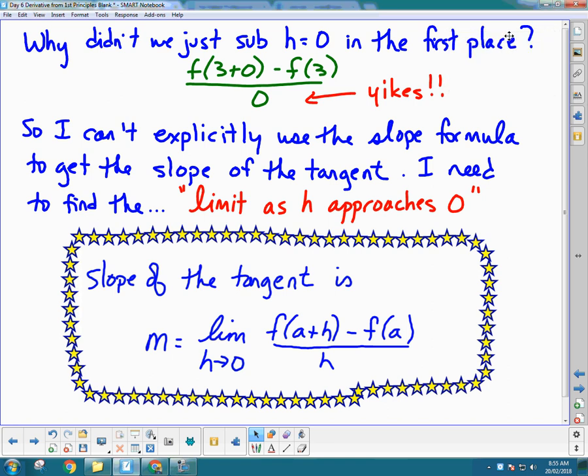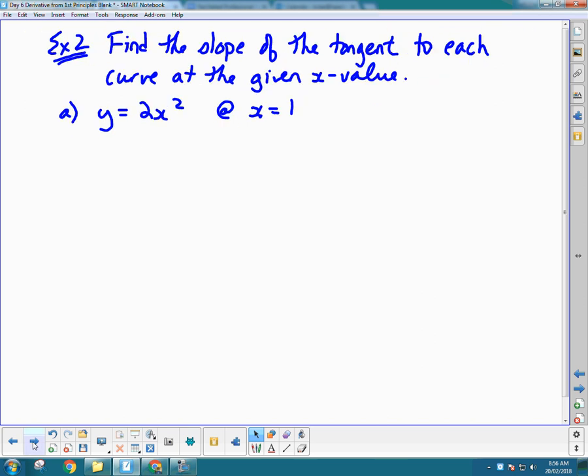So what we're going to try and do now is see how this formula actually works in real examples, and see how by putting in the limit part of this, it allows us to move beyond the problem with dividing by 0. So we're going to start with this situation. We're going to look at a bunch of different slopes of tangents at different x values through different functions. The first function we're going to start off with is a quadratic. And in this case, we're going to find the slope of the tangent at x equals 1.